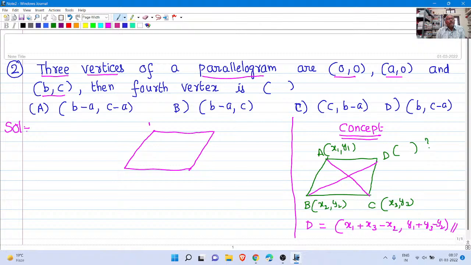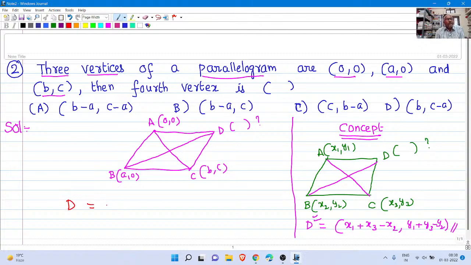Say this A coordinates is 0 comma 0. Now the B coordinates, say a comma 0. Now C coordinates, let us say b comma c. We need D coordinates, that's a question mark. So join the diagonals. So using this shortcut, let us solve the problem. Yes, midpoints also equal, that concept also we can use, but in a very simple manner you can do it.